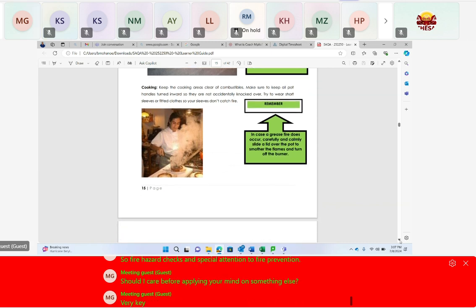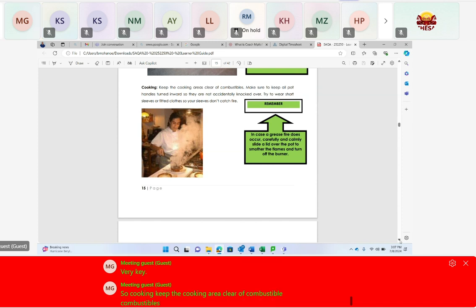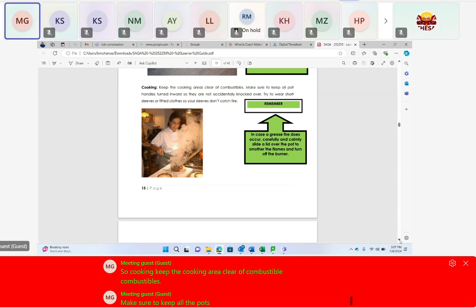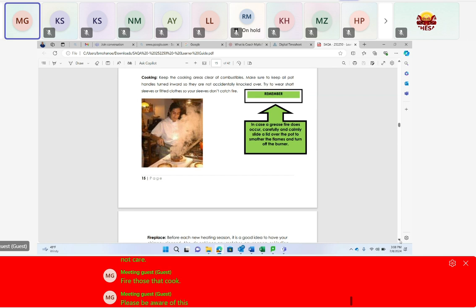Very key. Cooking: keep the cooking area clear of combustibles. Make sure to keep all the pot handles turned inwards so they are not accidentally knocked over. Try to wear short sleeves or fitted clothes so your sleeves do not catch fire. Those that cook, please be aware of this. And if you don't cook, alert the partner at home or whoever cooks at your workplace of this.